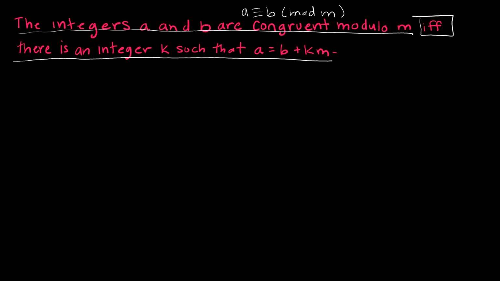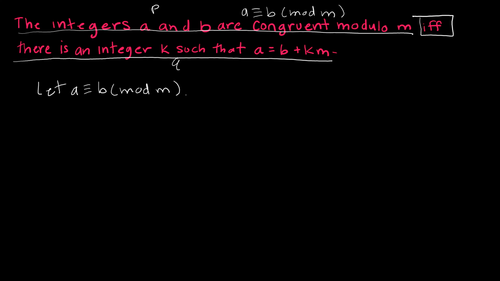And what am I trying to prove? There is an integer k such that a is equal to b plus km. So notice here I'm going from congruence to an equation. Let's start by assuming a is congruent to b mod m. So I'm assuming, we'll call this p, proving q. So let a be congruent to b mod m.